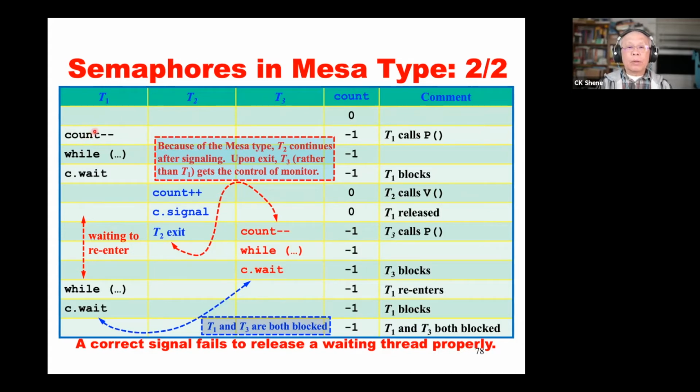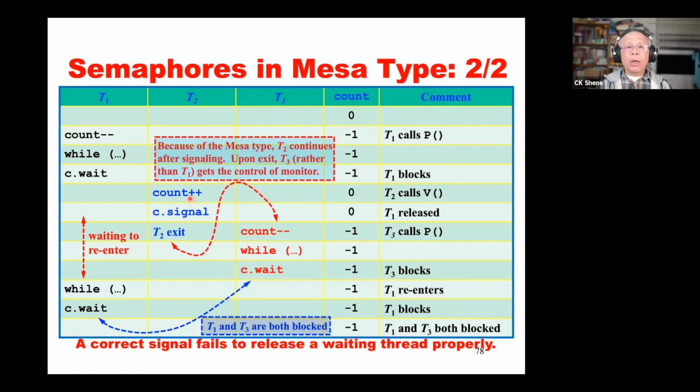Now, T1 subtracts 1 from the counter. Look at here. In a Mesa monitor, we use a while statement rather than if. So currently, after subtracting 1 from the counter, of course, this while statement will see that the new value of count is less than 0, so T1 waits. So T1 blocks. And then T2 comes in.